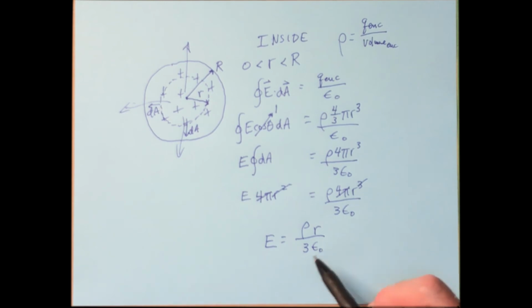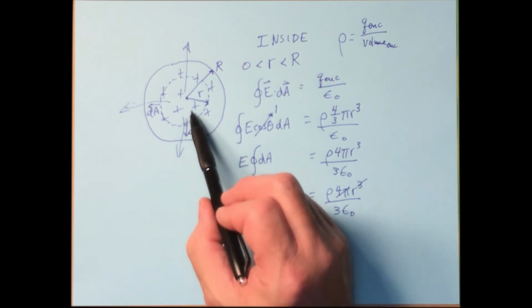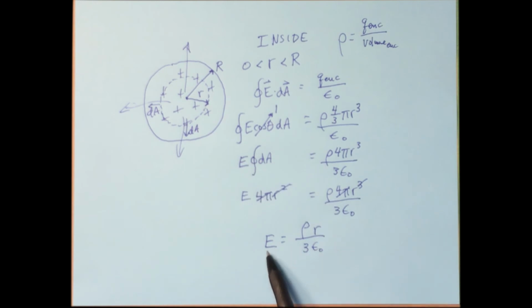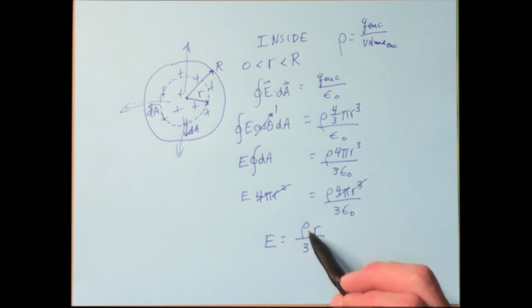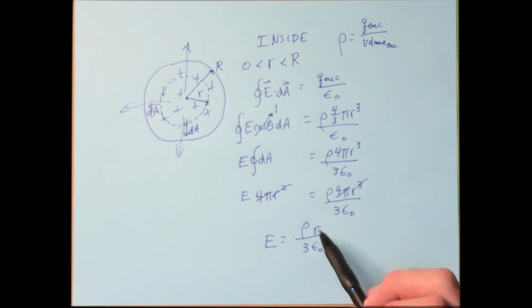Now this is not like a point charge, because there's no inverse square here. This is a direct proportion to r. As r increases here, you see the amount of electric field grows proportionately. So this is a one-to-one relationship here. The rho is constant, the 3 is constant, the epsilon naught is constant. So the only variable over here on the right-hand side is r.